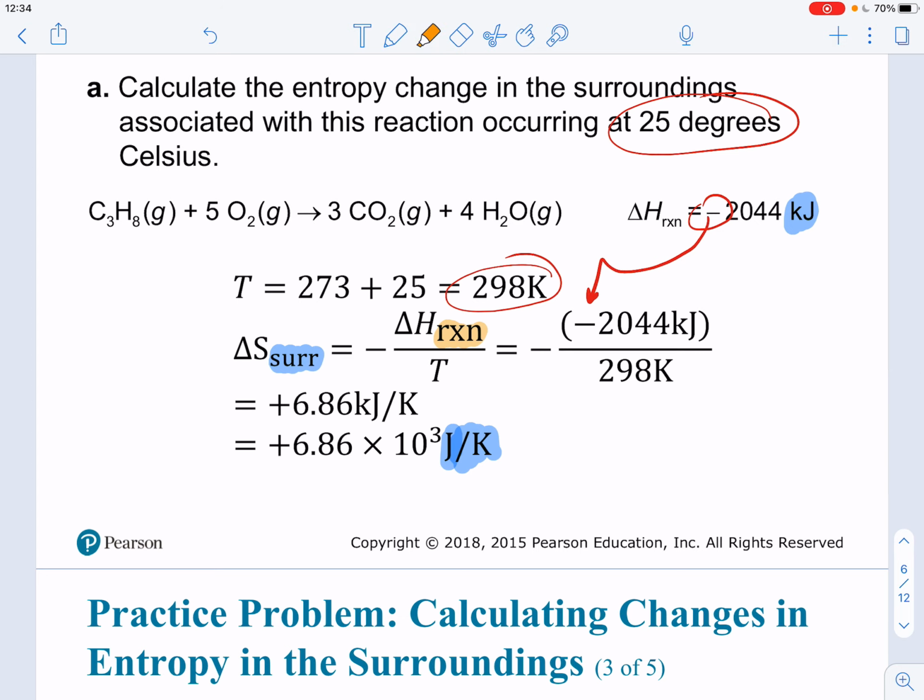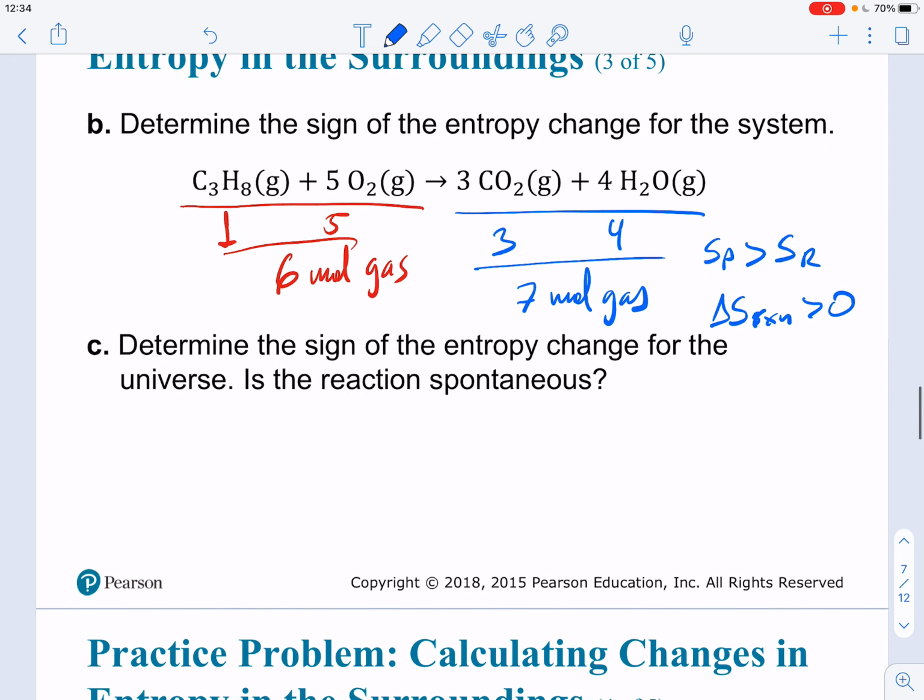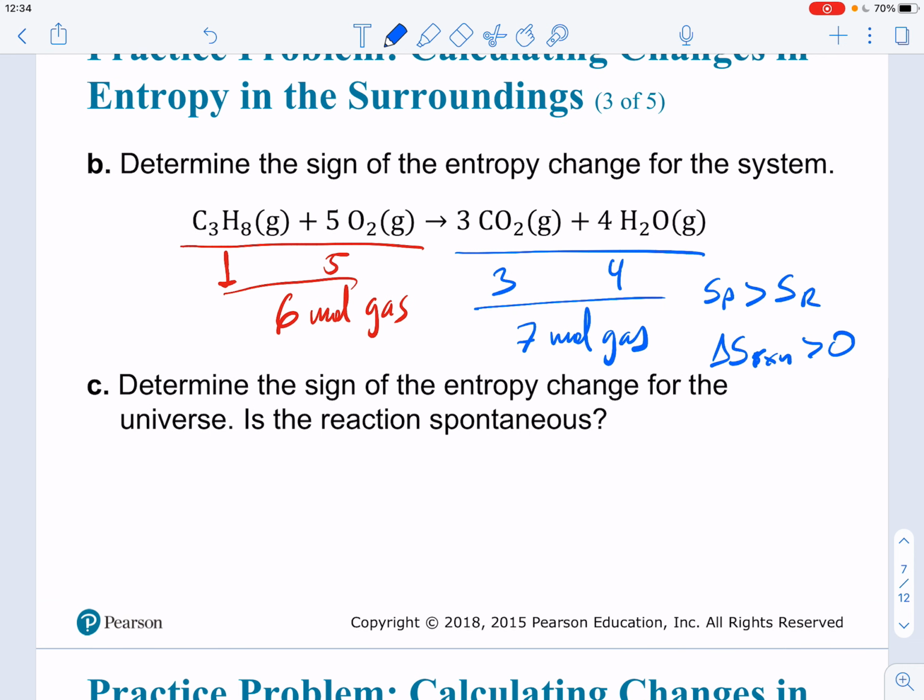One thing that I forgot to mention here is that the sign is positive. You have a negative enthalpy with a negative sign, they cancel each other, so you get a positive value. So it turns out that the change in entropy for the system, for the reaction, is also positive. Therefore, remember that the change in entropy for the universe is equal to the change in entropy for the system plus the change in entropy for the surroundings. You are adding them together.